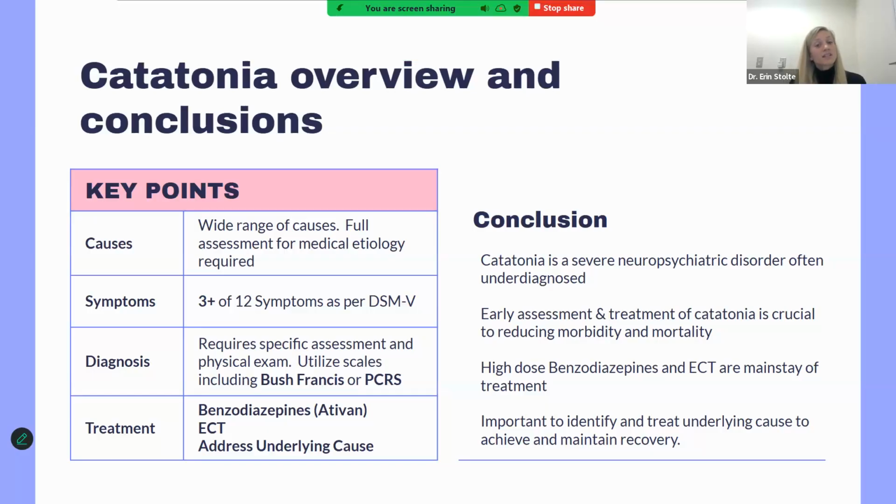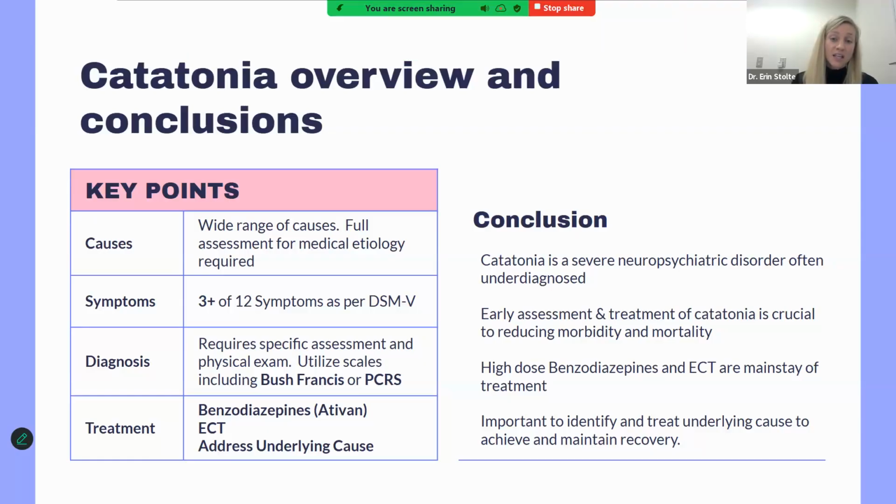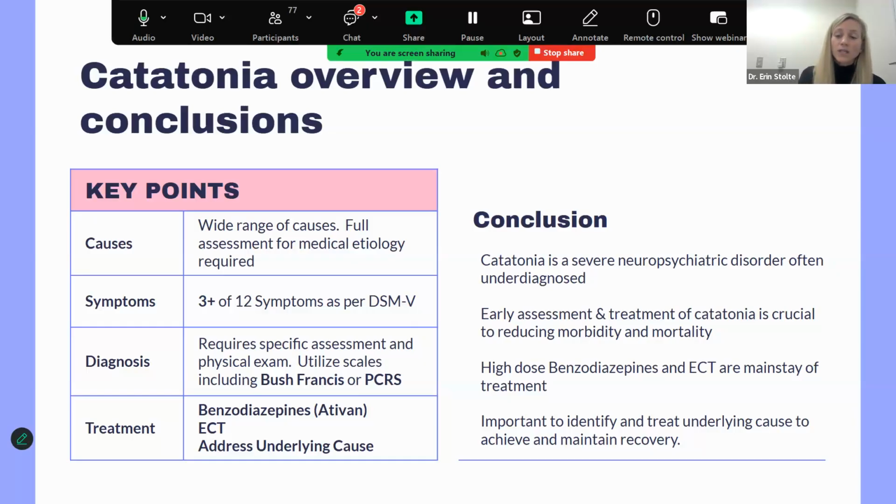Diagnosis requires a specific assessment and physical exam. It's really helpful for us to utilize scales like the Bush-Francis or the PCRS, both initially as well as to look at tracking treatment with time. And high-dose benzodiazepines and ECT are the mainstay of treatment. But it is important to identify and treat the underlying cause in order to achieve and maintain recovery.